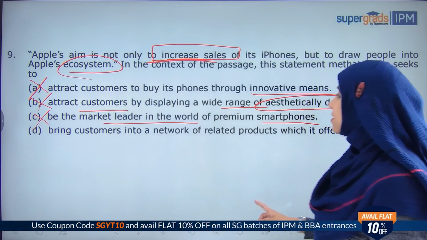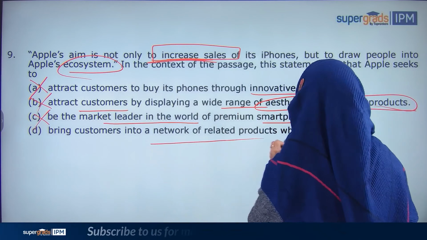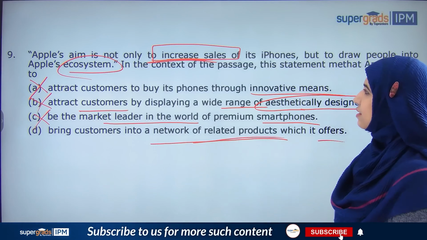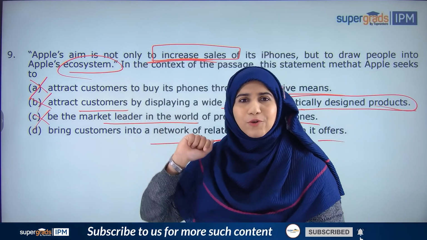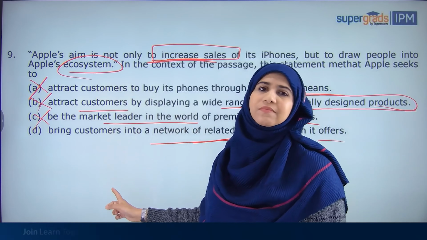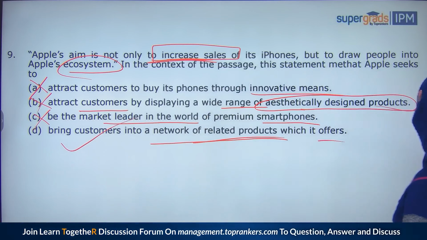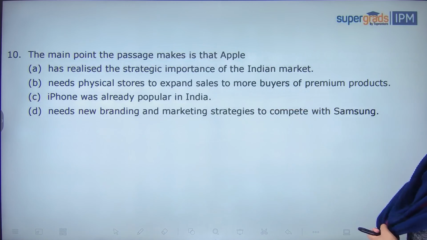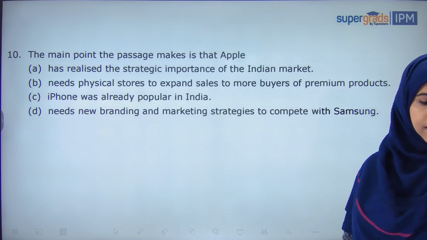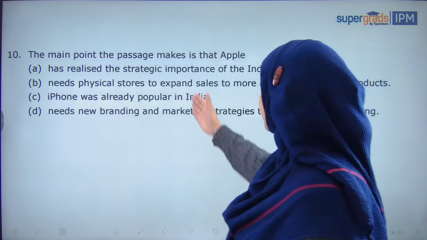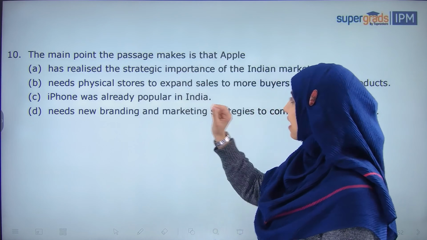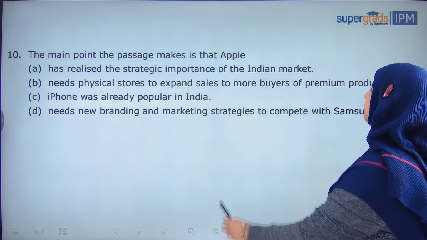Bring customers into a network of related products which it offers. Why are we saying attract them into the Apple ecosystem? Because of this. D is the right answer, class. The main point the passage makes is that Apple, option A, has realized the strategic importance of the Indian market.